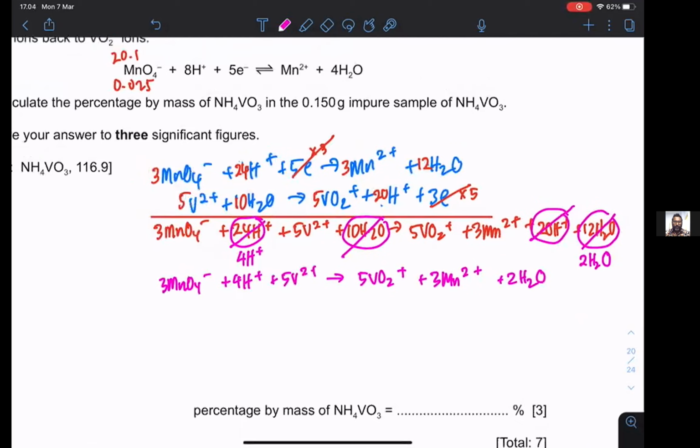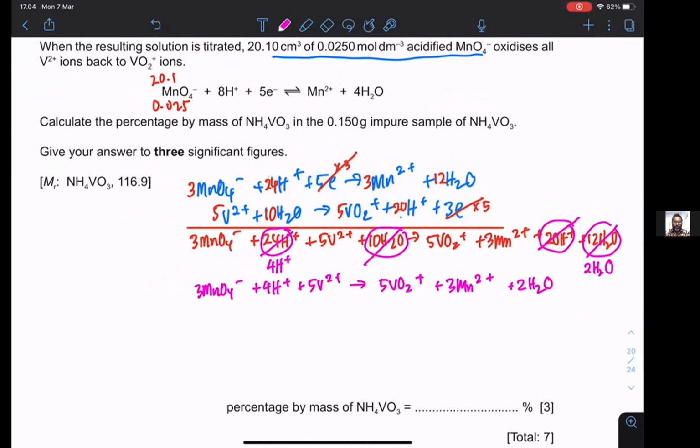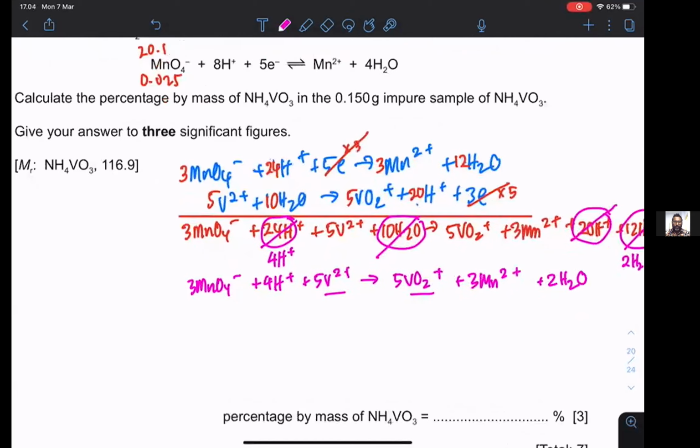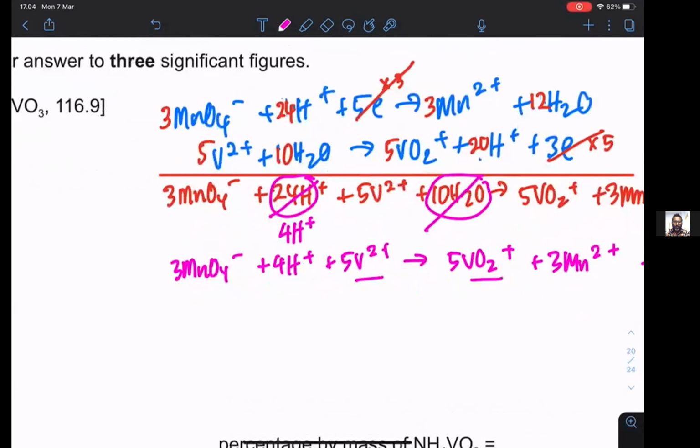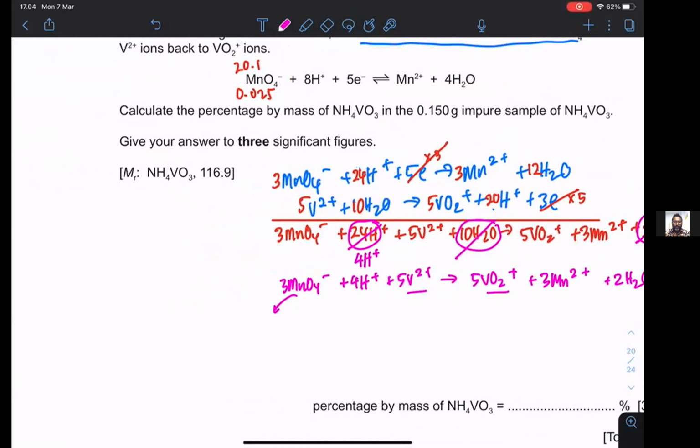So this is going to be the equation for converting this V2 plus to become VO2 plus. Here I have the information that I can use to determine the number of moles. So 20.1 times 0.025 divided by 1000, you will get the number of moles of MnO4.